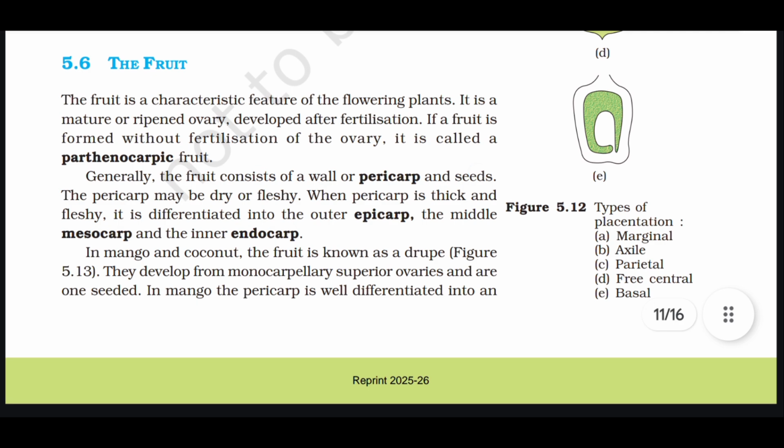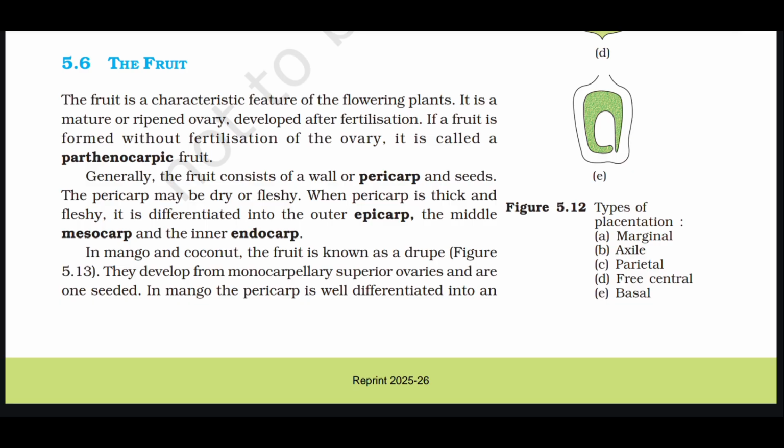5.6 The fruit. The fruit is a characteristic feature of the flowering plants. It is a mature or ripened ovary developed after fertilization. If a fruit is formed without fertilization of the ovary, it is called a parthenocarpic fruit. Generally, the fruit consists of a wall or pericarp and seeds. The pericarp may be dry or fleshy. When the pericarp is thick and fleshy, it is differentiated into the outer epicarp, the middle mesocarp, and the inner endocarp.